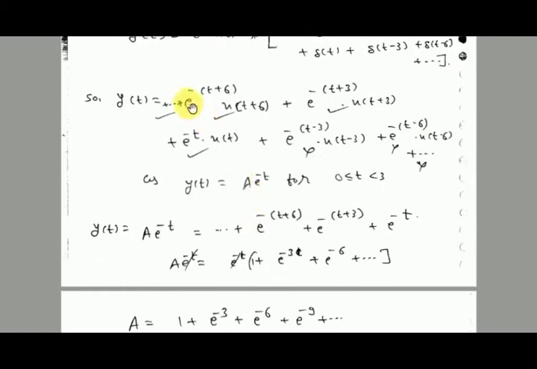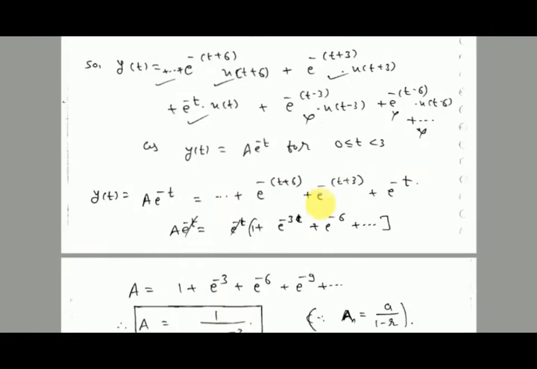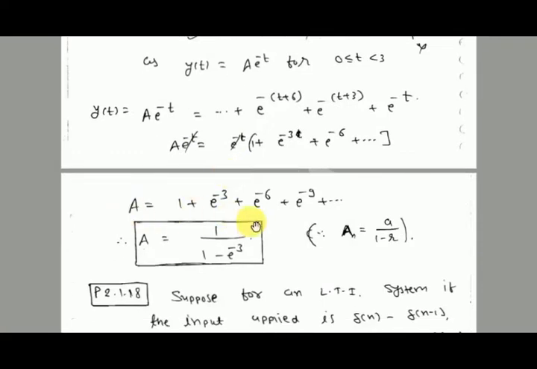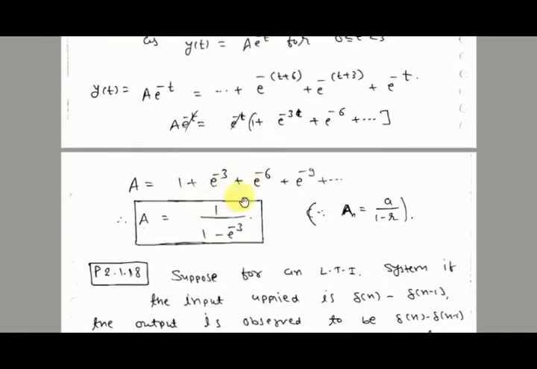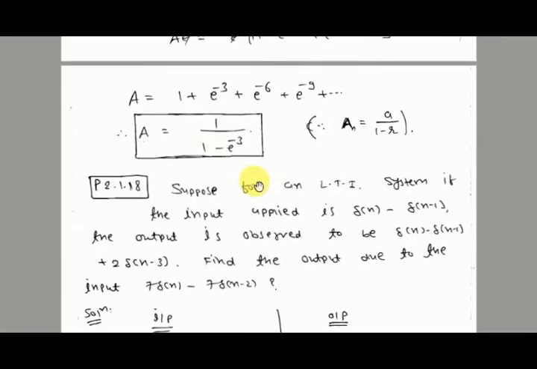So what will you get? You will get e to the power minus (t plus 6), e to the power minus (t plus 3), plus e to the power minus t, summed like this. Now take e to the power minus t common, and you will get 1 plus e to the power minus 3 plus e to the power minus 6, and e to the power minus t will cancel, so a equals this. This is a GP series, geometric progression, so its sum will be a upon 1 minus r. So you will get a like this.